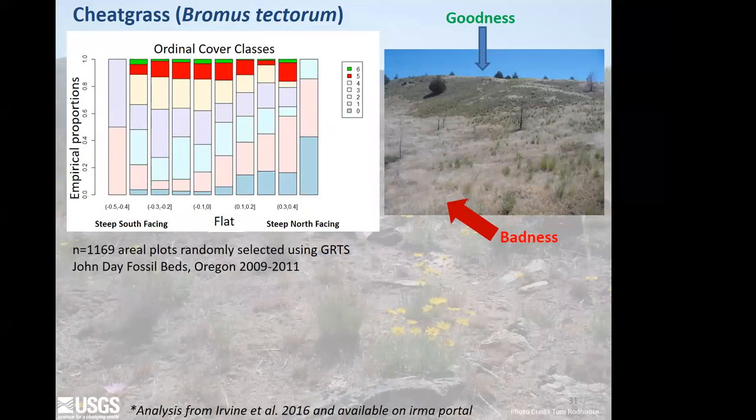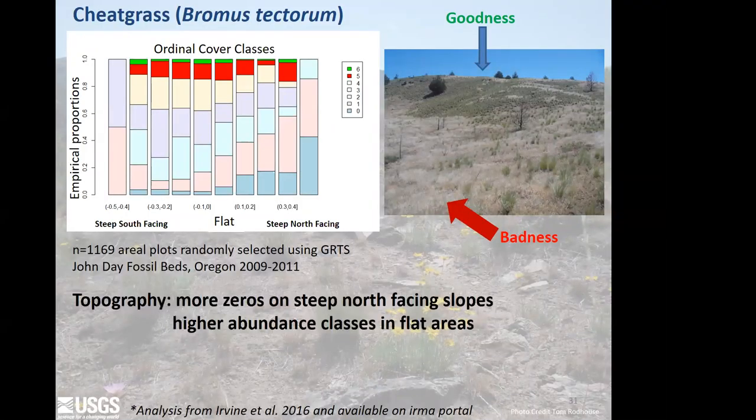And back to my cheatgrass example. This one is interesting because these things that we see in the stacked bar plot, we were actually able to empirically estimate, right? So we can actually estimate, with uncertainty, the relationship of more zeros in steep north-facing slopes and higher abundance classes in the flat areas.